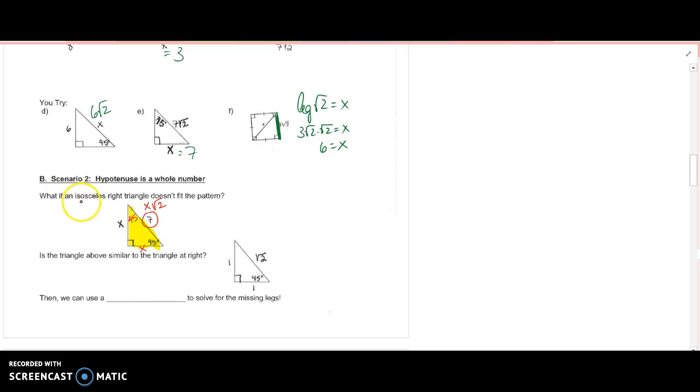So what do you do if your isosceles right triangle doesn't fit the pattern? Well, is it still similar to this triangle? We know because of angle-angle that they have two angles congruent. This one has those same two angles congruent, so these triangles have to be similar. So what do we do when we have similar triangles? We use a proportion in order to figure out what those sides would be, to solve for the missing legs.